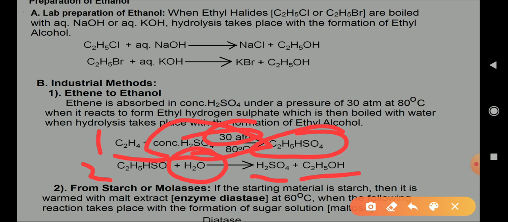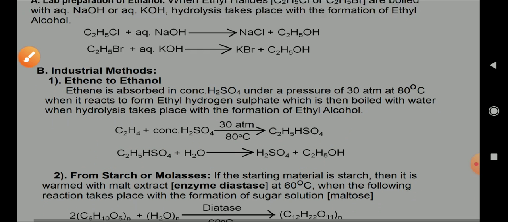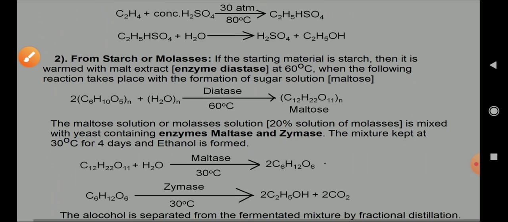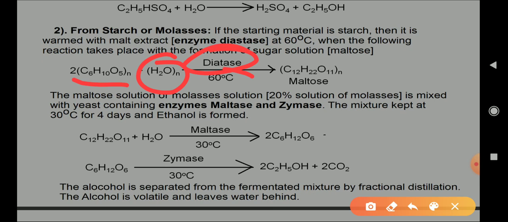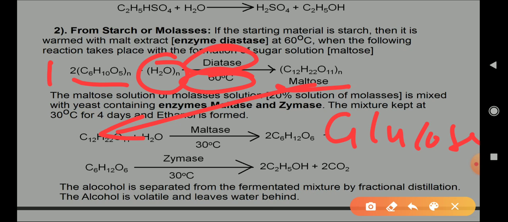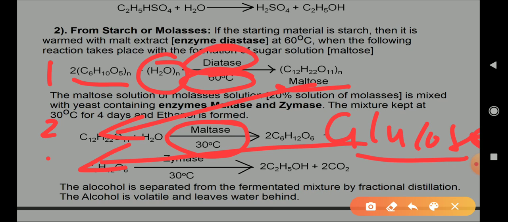Let us go to another method, that is the biological method for preparation of ethanol. In this biological method we require starch. So starch is taken and hydrolyzed with the help of the enzyme diastase at 60 degrees centigrade to form maltose. So that is the first step. This maltose forms glucose in the presence of the maltase enzyme at 30 degrees centigrade. This is the second step, and the third step is next.